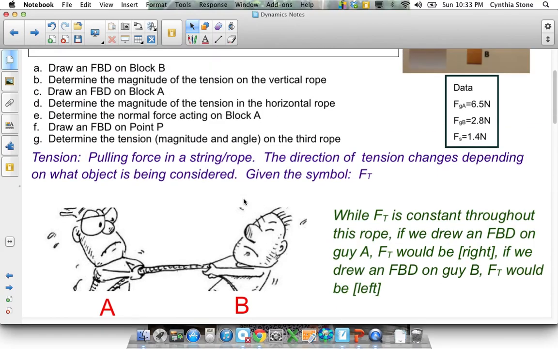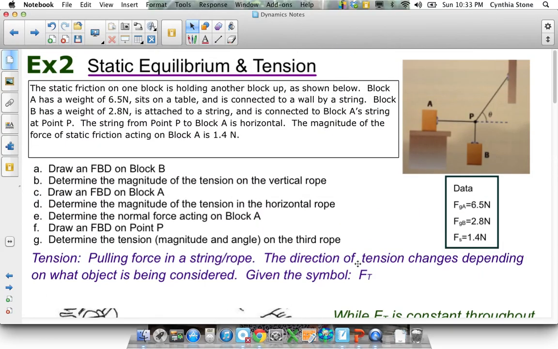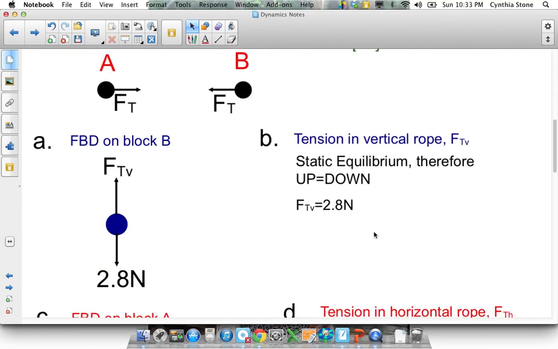So to begin this problem, we want to do first a free body diagram on block B. Sorry, I'm jumping around, but block B of course is the one that's hanging. There's not many forces acting on it, just gravity down, and we know its gravity is 2.8 newtons. And then the tension in the vertical rope is the upward force pulling up on B. To solve for the tension in the vertical rope, that's what we're asked for in part B. Because the system is in static equilibrium, it's not moving, so you can say up equals down. Therefore, the tension in the vertical rope must be 2.8 newtons, equal and opposite.